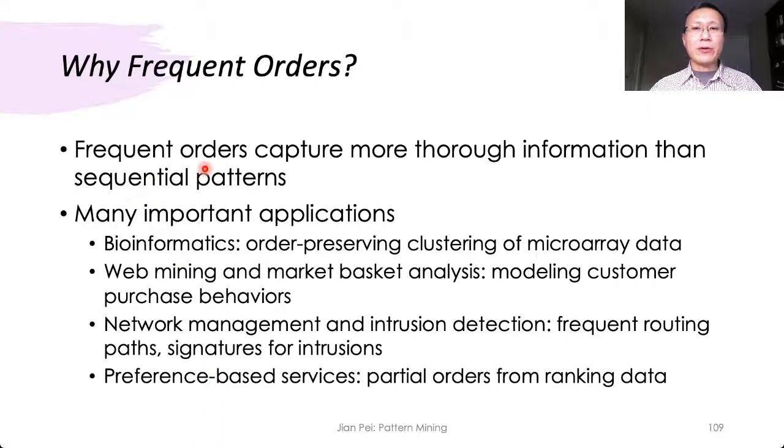So frequent orders can capture more thorough information than sequential patterns, and there are many important applications such as bioinformatics. We can use these partial orders to preserve the order to form clusters of microarray data. And we may use it in web mining and market basket analysis. We can get more thorough models of customer purchase behaviors. And we may also do network management and intrusion detection. And we may do preference-based ranking. And all those are interesting applications.